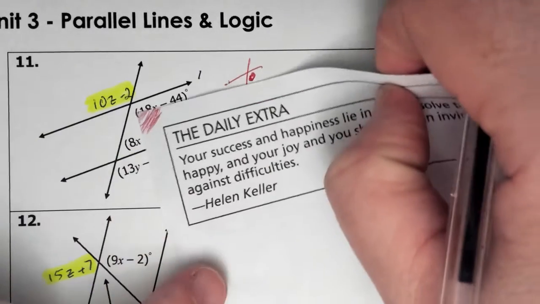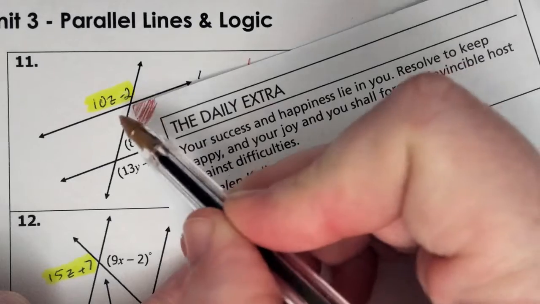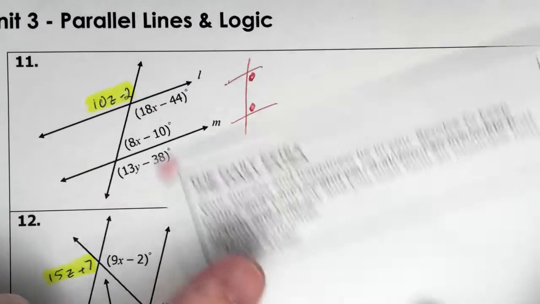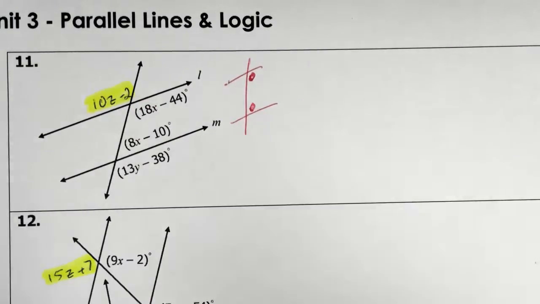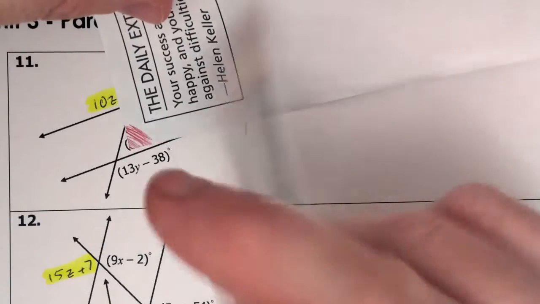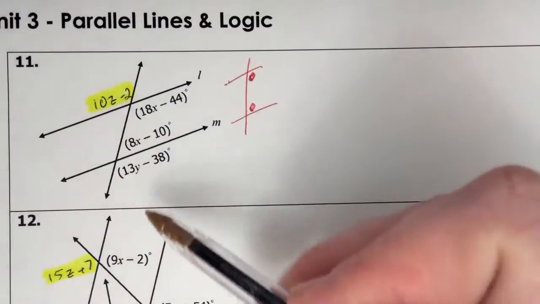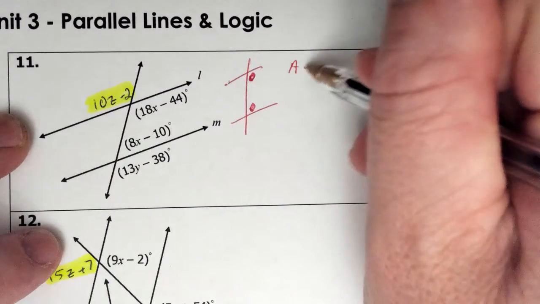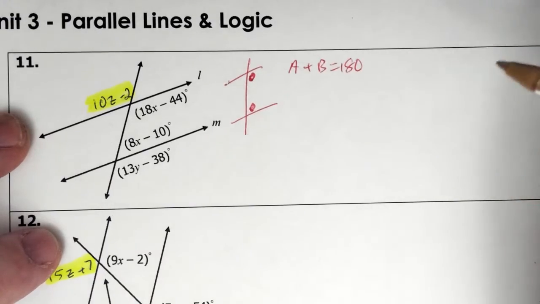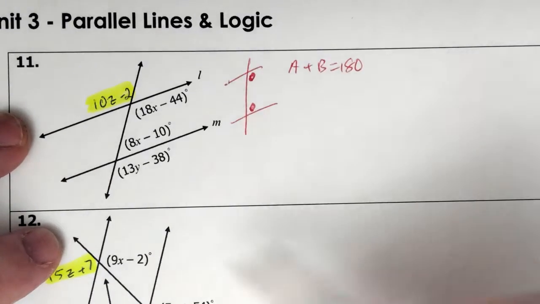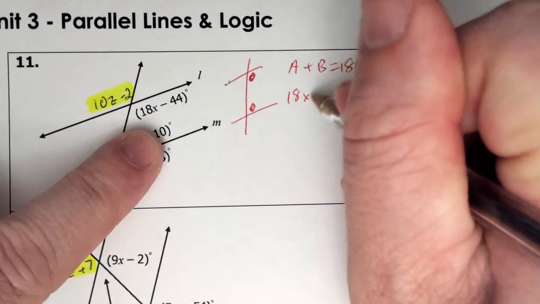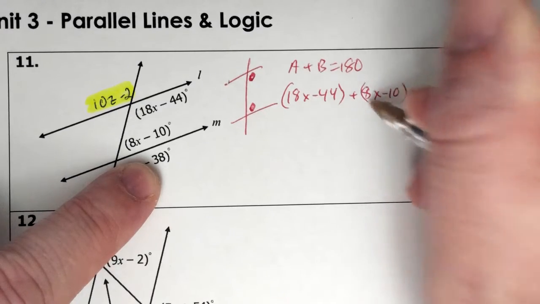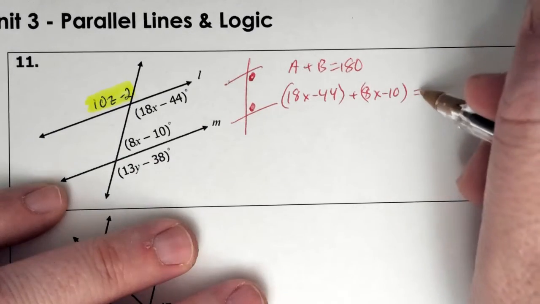This angle at the top is greater than the corner of my paper, which is 90 degrees. It is bigger than 90 degrees, so that's obtuse. This other angle is less than the corner of my paper. See how it cuts into it? So this is big, this is small, those are different. That means they're going to add up to 180 degrees, so a plus b equals 180. Now you just need to actually do it. We have 18x minus 44, that's the first one, plus 8x minus 10, the second one, or vice versa, it doesn't matter, equals 180 degrees.